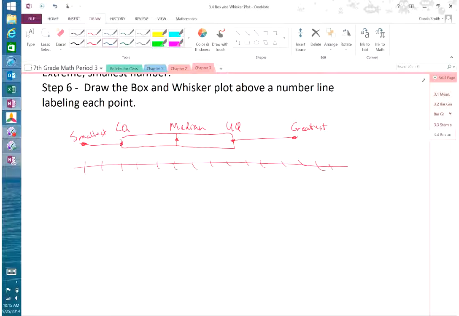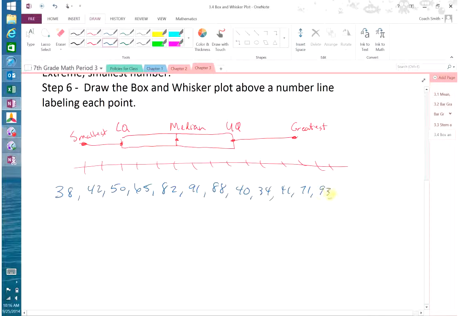The numbers are 38, 42, 50, 65, 82, 91, 88, 40, 34, 41, 71, 93, 87, 94.